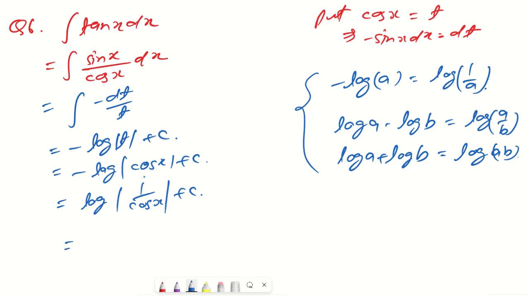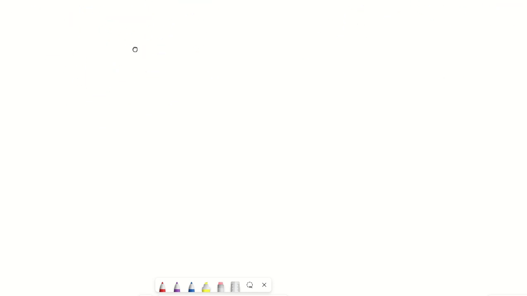Now 1 by cos x, you already know that it can be written as what? Sec x. So I can get my integral value as log of sec x plus some constant c. Hope you have a clear understanding now. Now let us take another question.